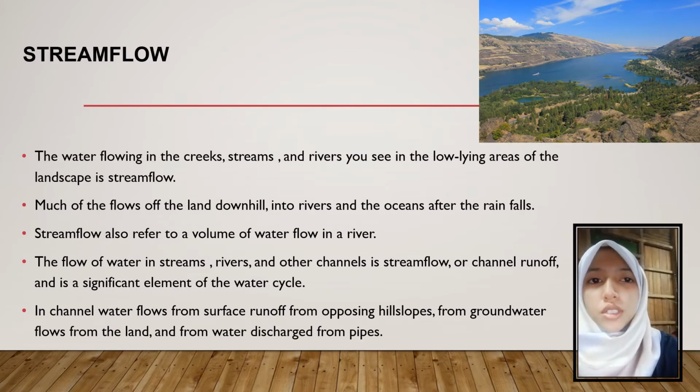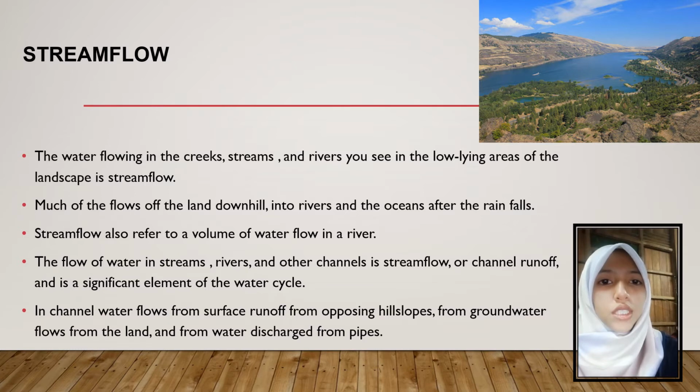Stream flow is the water flowing in the creek, stream, or river that you see in the low-lying areas of the landscape. Much of the flow on the land goes downhill into the rivers and oceans after rainfall. Stream flow also refers to the volume of water flowing in a river.